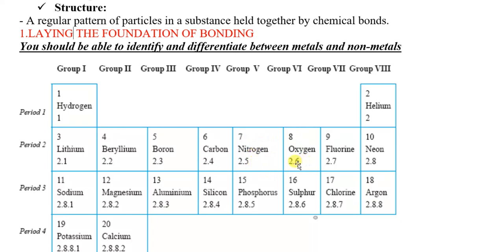Oxygen, look at oxygen, is a non-metal. So it is 2, 6. Therefore, it requires 2 electrons to be stable. It will gain them. Fluorine is a non-metal. It will gain 1 electron. So that's how you know a metal and a non-metal. Once you have differentiated, once you know this is a metal and this is a non-metal, it is going to be very easy for us to tackle bonding.